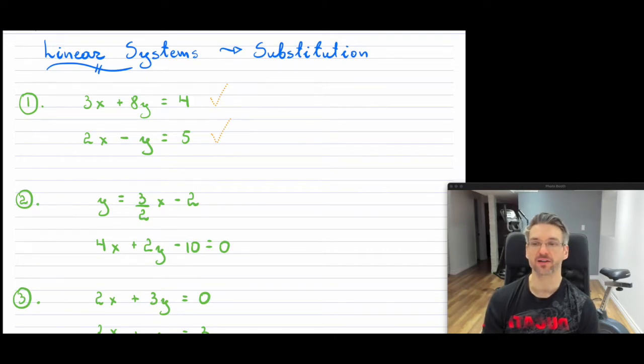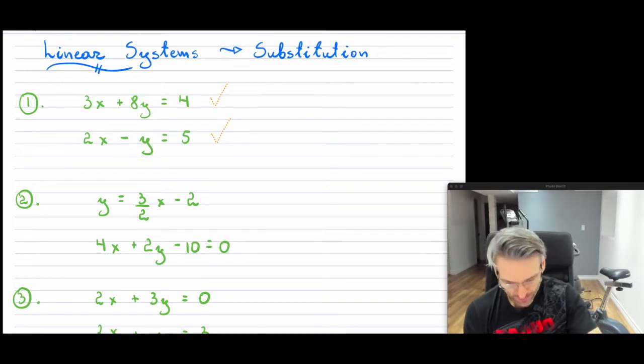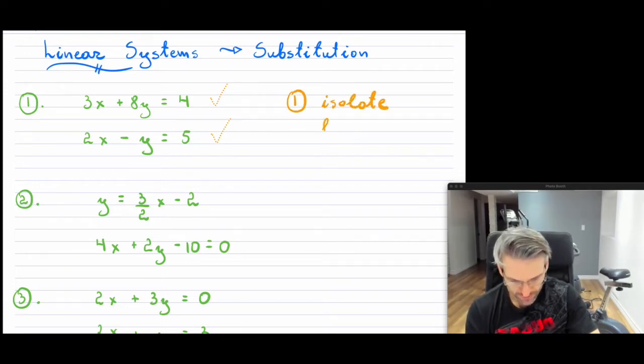In particular, I will isolate for y there, because I don't have a number in front of it. I just have basically negative y. So the first step always is, when you're doing substitution, you're going to isolate for either x or for y.